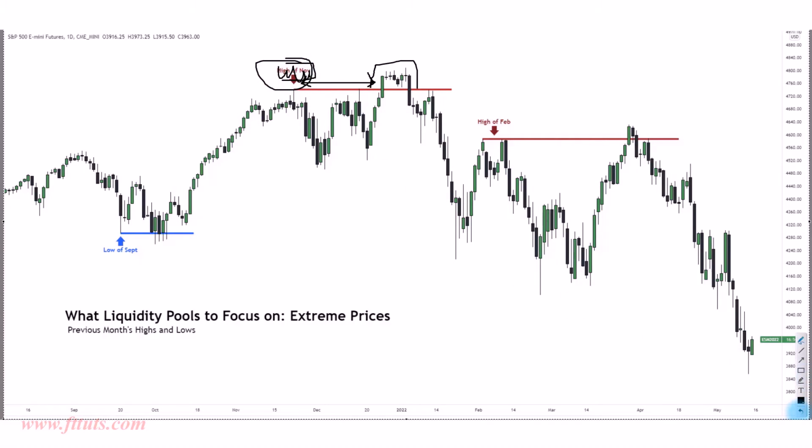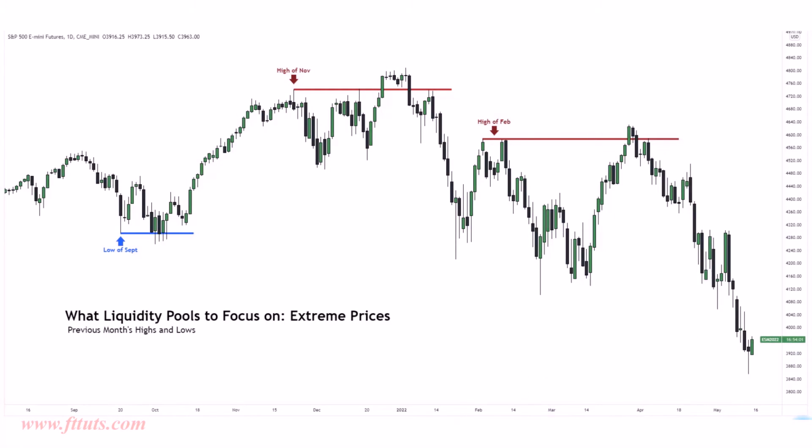Okay. Also, previous month's highs and previous month's lows offered a really big reaction afterwards. So you can see here, low of September, reaction happens afterwards. It's because these liquidity pools are higher time frame liquidity pools. Okay, high of November here, high of February.